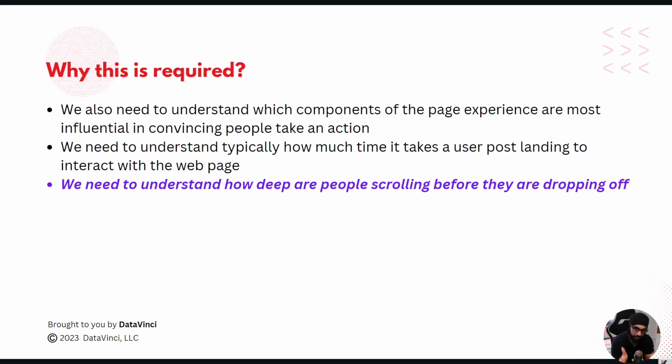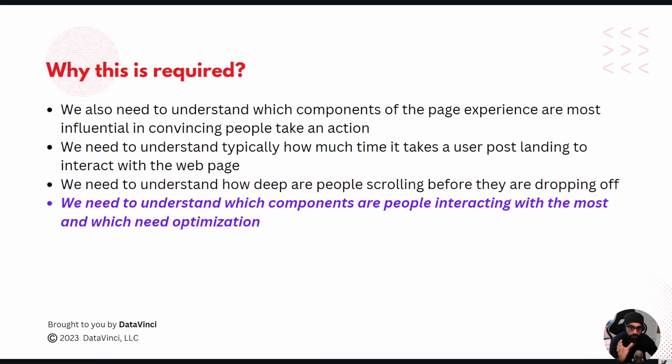Do you just want to leave it at that, or do you want to analyze that actually the offer or the copy is not good and we need to do something about it? So we need to see how deep people are scrolling, whether they convert or drop off. Okay, we need to understand which components people are interacting with the most, and which need optimization.